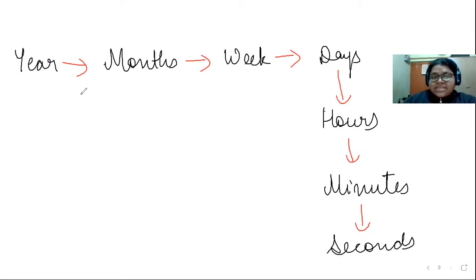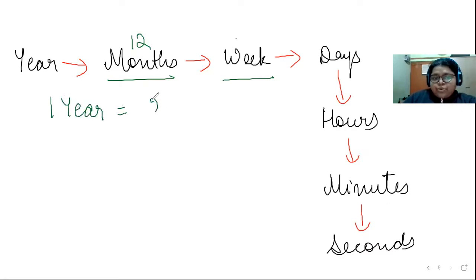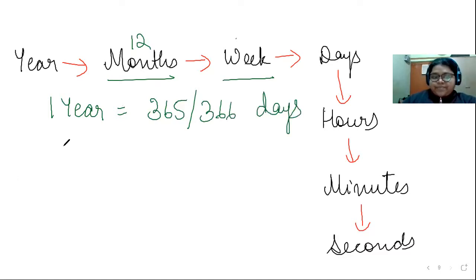Now, as we had studied, there are 12 months. Weeks, we have 52 or 53 weeks. So 1 year equals 365 or 366 days. 1 year equals 12 months.